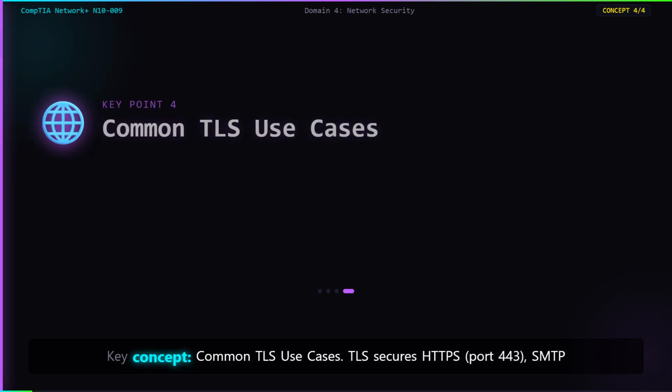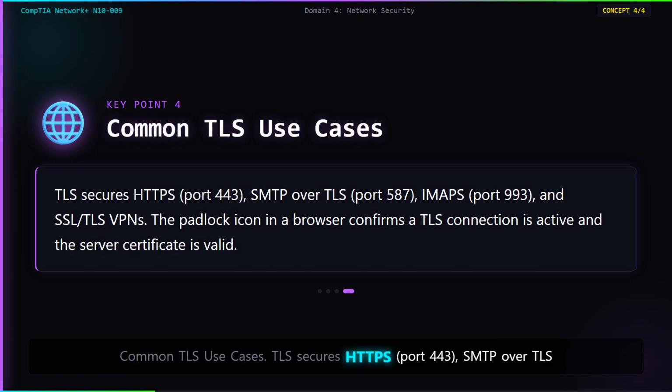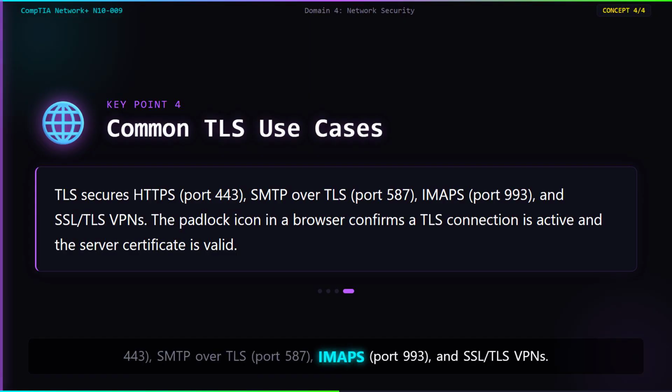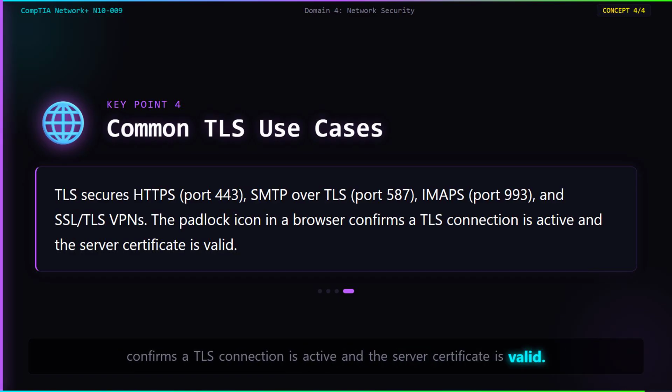Key concept: common TLS use cases. TLS secures HTTPS, port 443, SMTP over TLS, port 587, IMAPS, port 993, and SSL/TLS VPNs. The padlock icon in a browser confirms a TLS connection is active and the server certificate is valid.